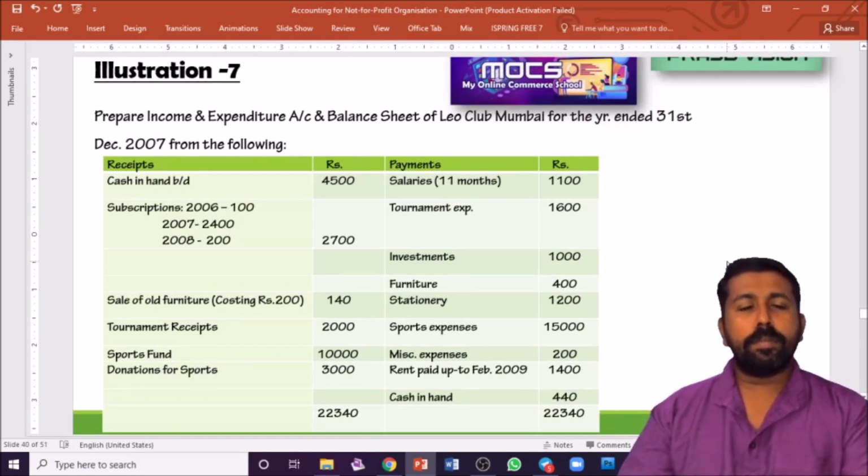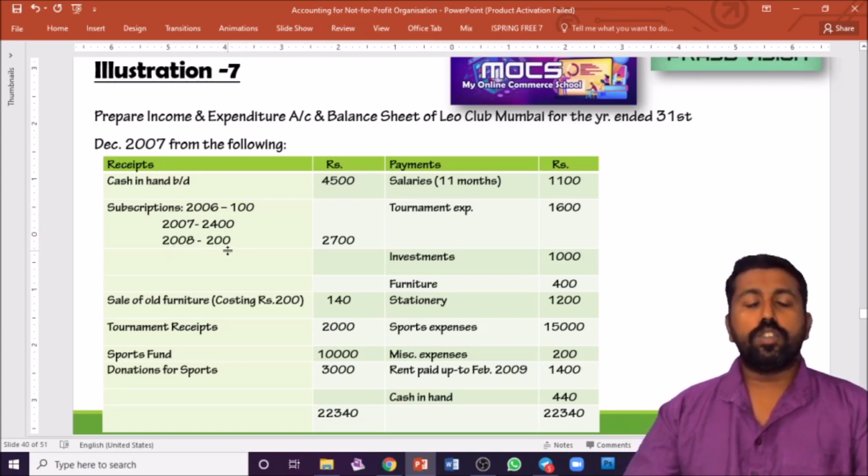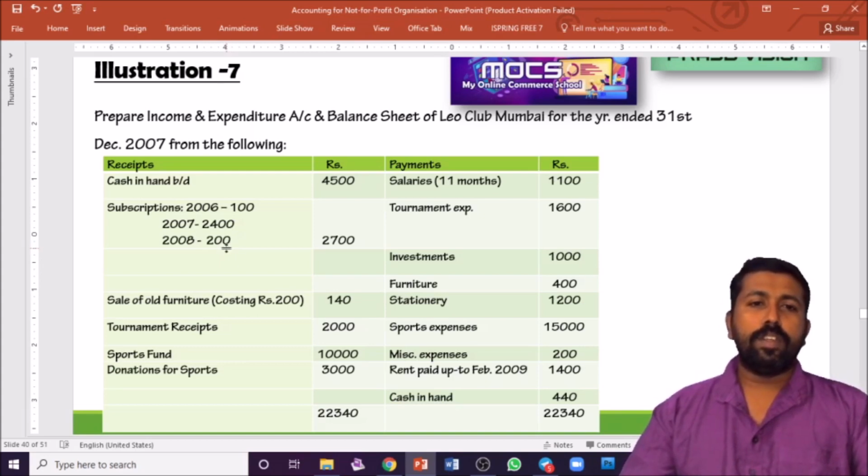Here also a lot of items are there on the receipt side and payment side. On the receipt side, cash in hand we will take into the opening balance sheet. Subscription amount received from previous year is 100, current year 2,400, received in advance for the next year, 2008, that is 200. So total they received 2,700.